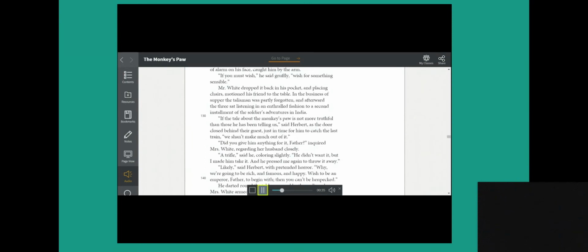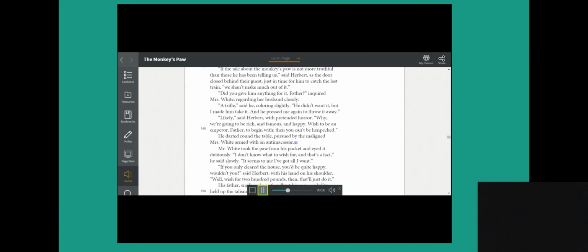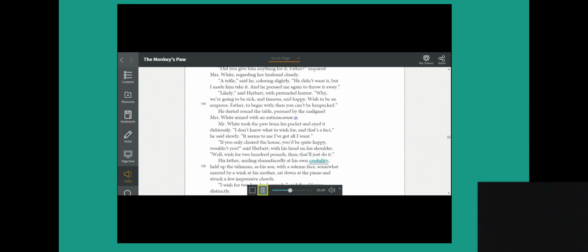"If the tale about the monkey's paw is not more truthful than those he has been telling us," said Herbert, as the door closed behind their guest, just in time for him to catch the last train, "we shan't make much out of it." "Did you give him anything for it, father?" inquired Mrs. White, regarding her husband closely. "A trifle," said he, colouring slightly. "He didn't want it, but I made him take it, and he pressed me again to throw it away." "Likely," said Herbert, with pretended horror. "Why, we're going to be rich and famous and happy. Wish to be an emperor, father, to begin with."